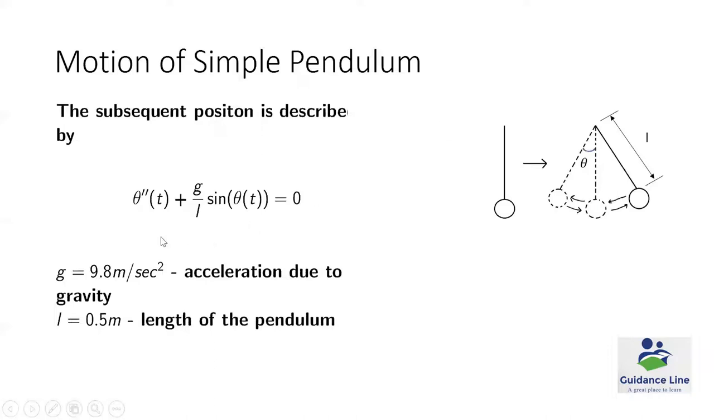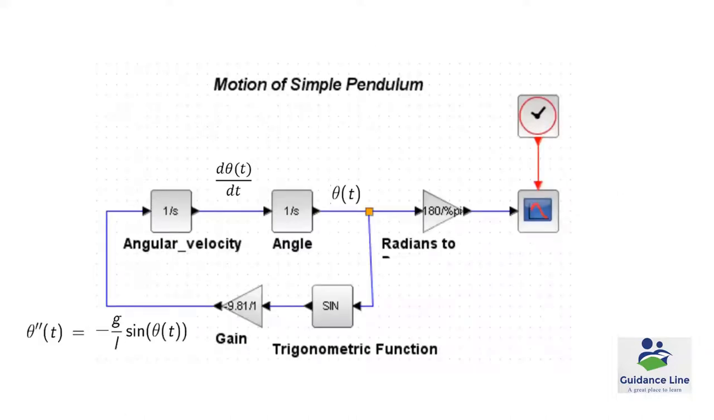In this model, we have an equation in which theta double prime t, which represents d squared theta by dt square, plus g by l sine theta t equals 0, in which g is the acceleration due to gravity whose value is 9.8 meter per second square, and the length given is 0.5 meter. Now we are going to implement this equation in Scicos and then analyze the result. This is the setup which we are going to draw in Scicos.